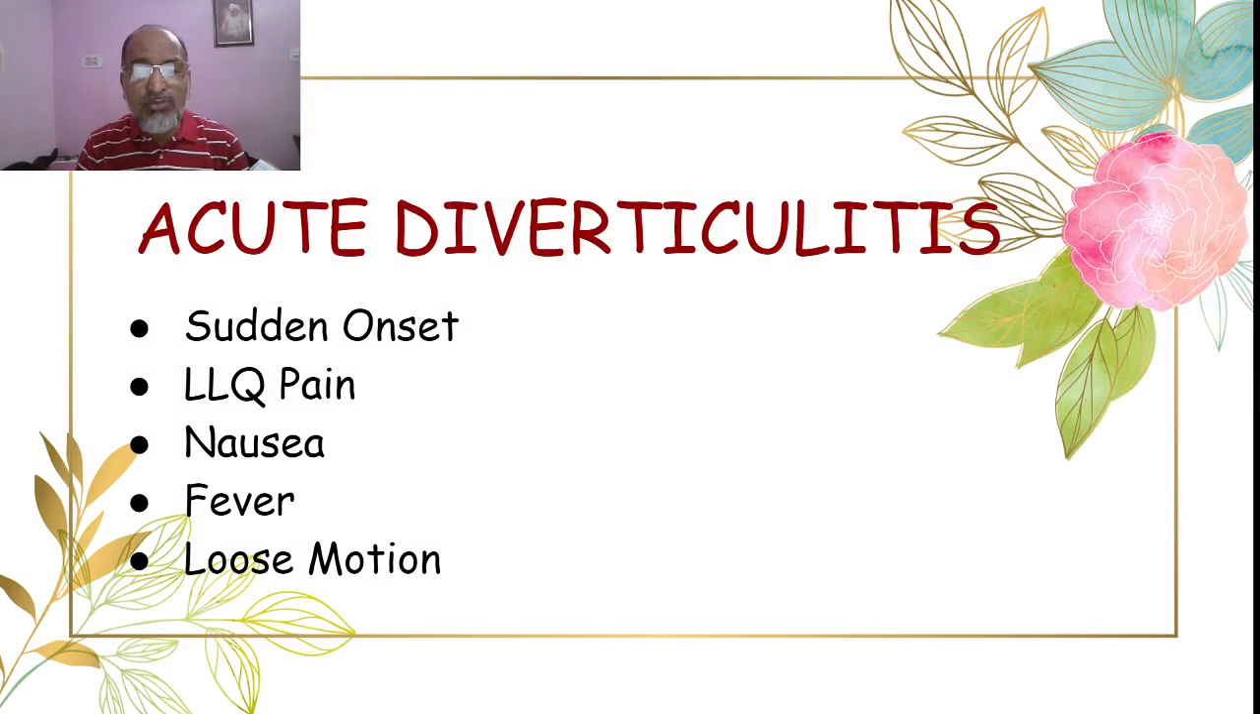The third one, which is the most important as far as the surgeons are concerned, is the acute diverticulitis. Here, it is the sudden onset of pain, fever, loose motion, nausea, and sometimes vomiting. Left lower quadrant pain, I told you it is the sigmoid and the descending colon, and hence it is on the left side and the lower side. In this, there is a very high fever and the patient has terrible pain in the abdomen. And for this, the patient visits the doctor or the surgeon.